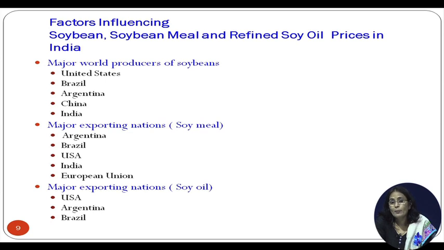So the soya bean price in India gets influenced by the production happening in major competing nations. Soya meal price gets governed by the demand from the countries importing Indian soya meal. Similarly, the price of soya oil in India is influenced by the price prevailing in the international market. And if there is a substantially higher price, we end up importing at a high price, and our cost of consumption increases.